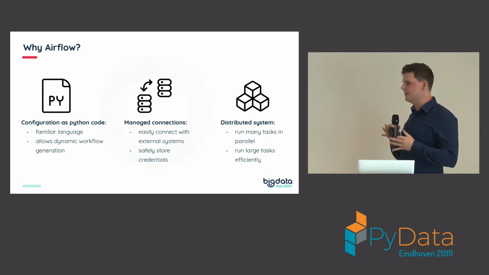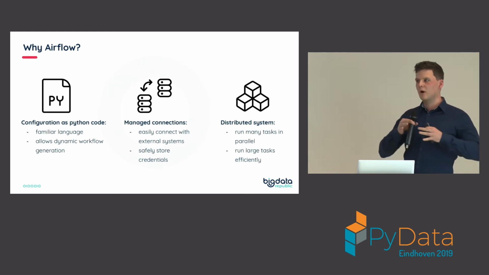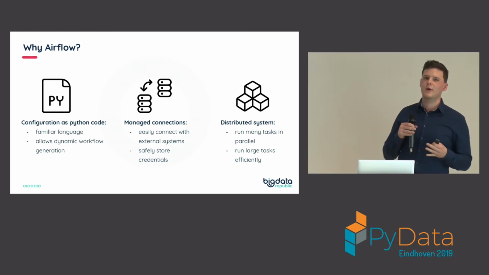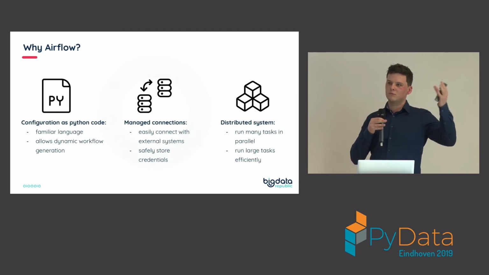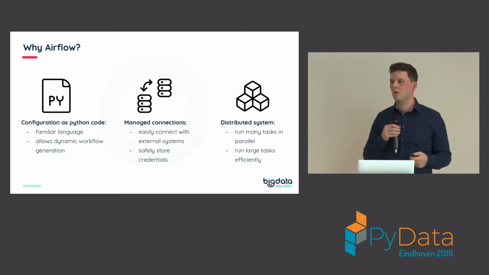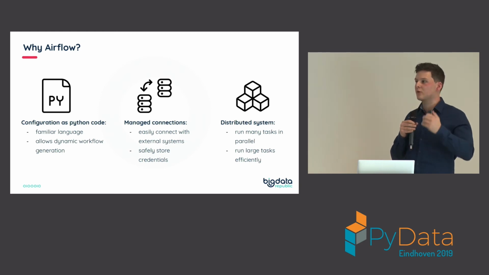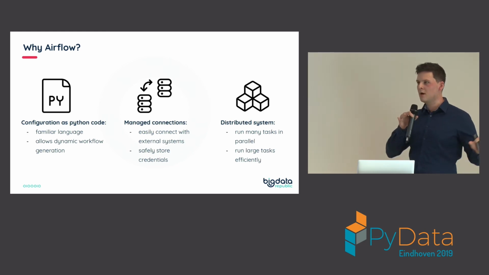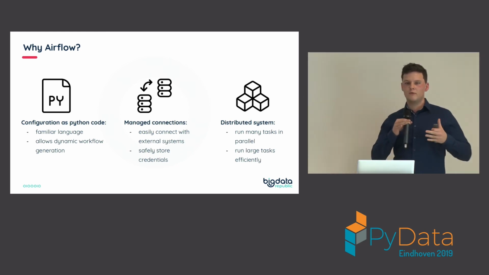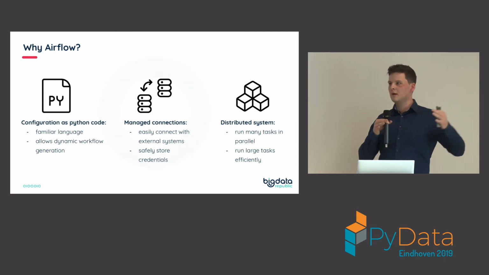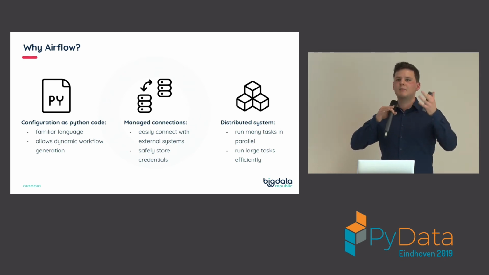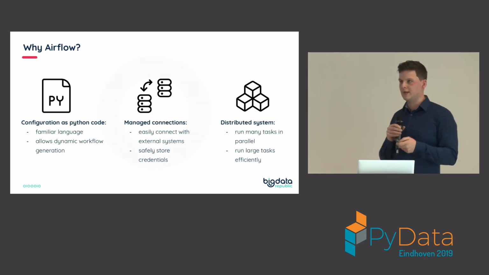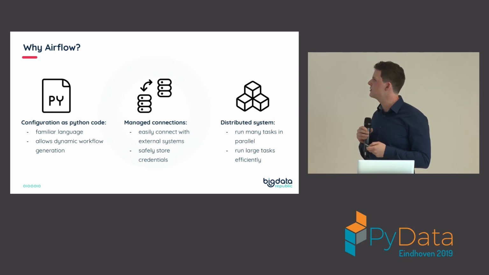And lastly, it's a distributed system. So it allows you to run many tasks in parallel, as we saw, for example, with the two API cases, where you don't have to wait for the first block to finish before you can start the second one, like you would have to do in a normal script, but you can run them in parallel. And also, because it's distributed, we can choose where to run tasks. We could run very large tasks, for example, a task that processes gigabytes of data, on different nodes or even on different systems, which makes the whole workflow much more efficient.